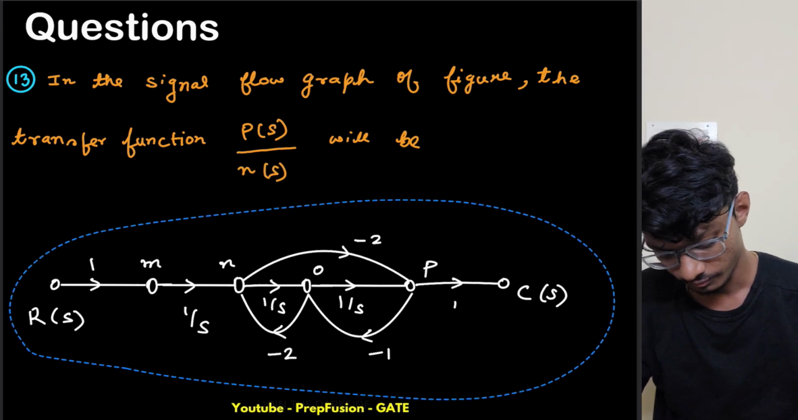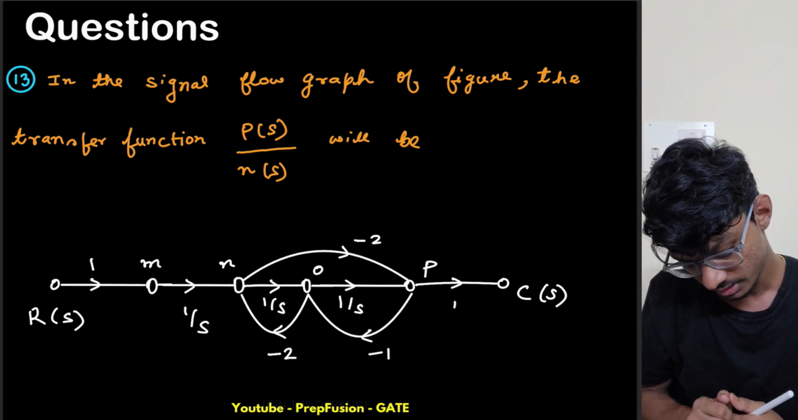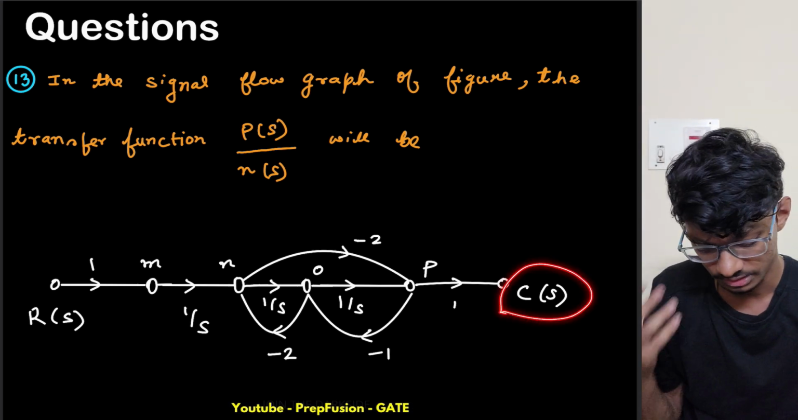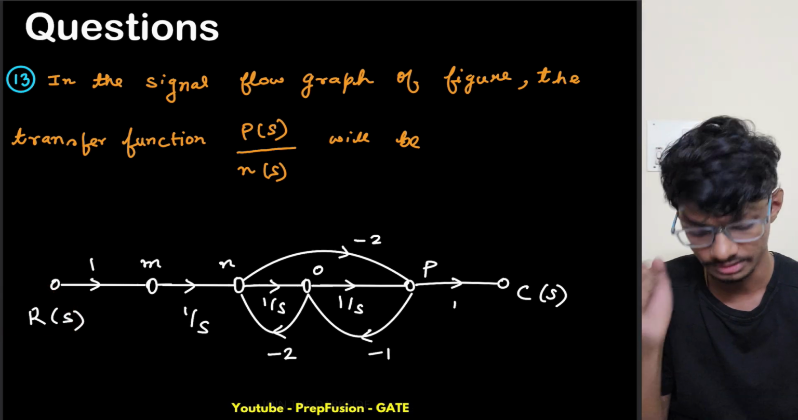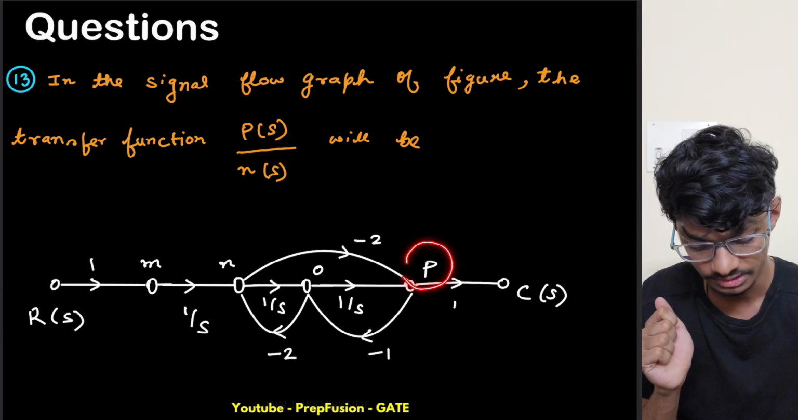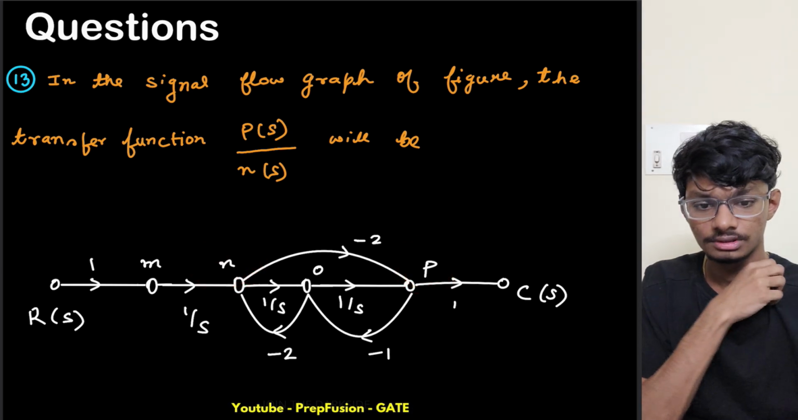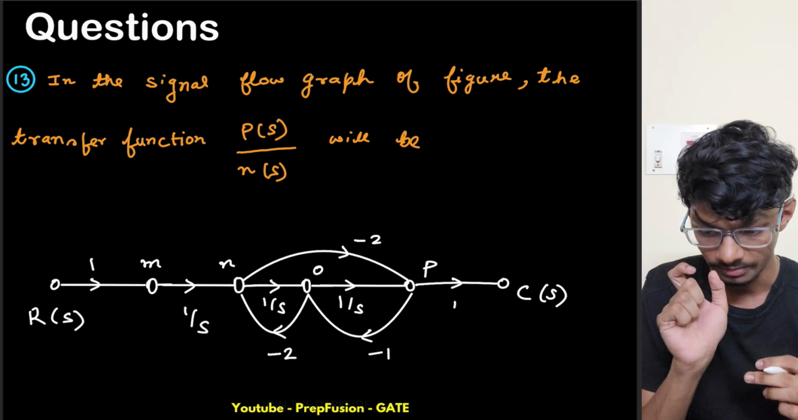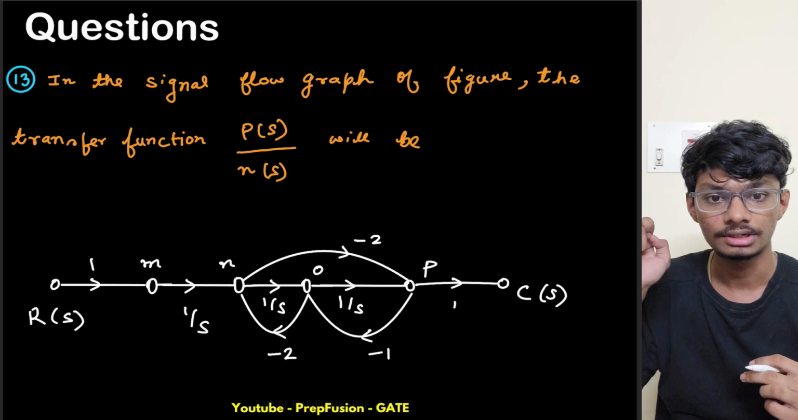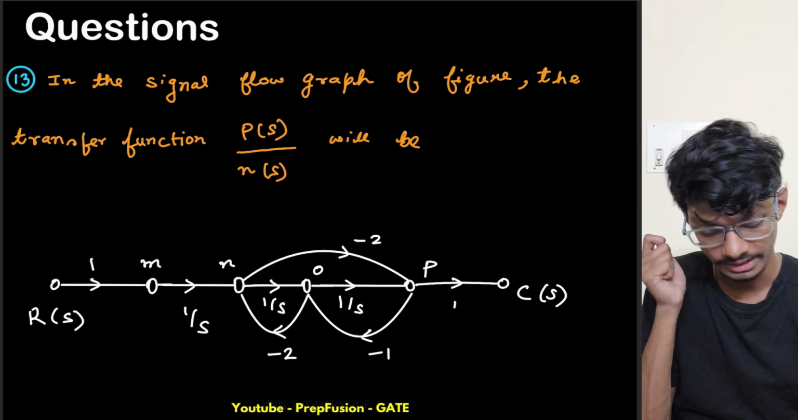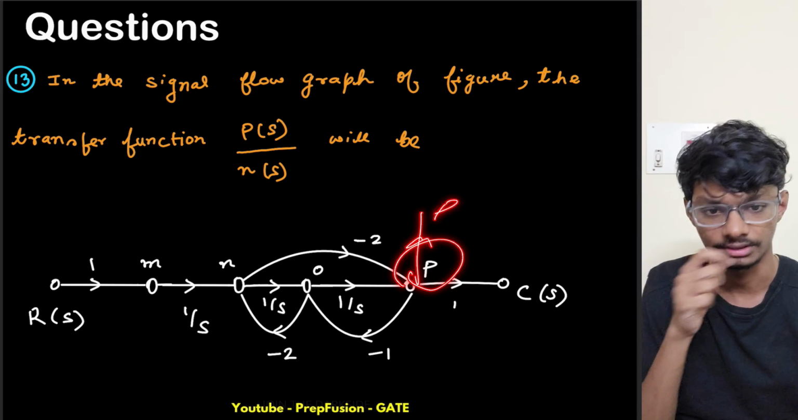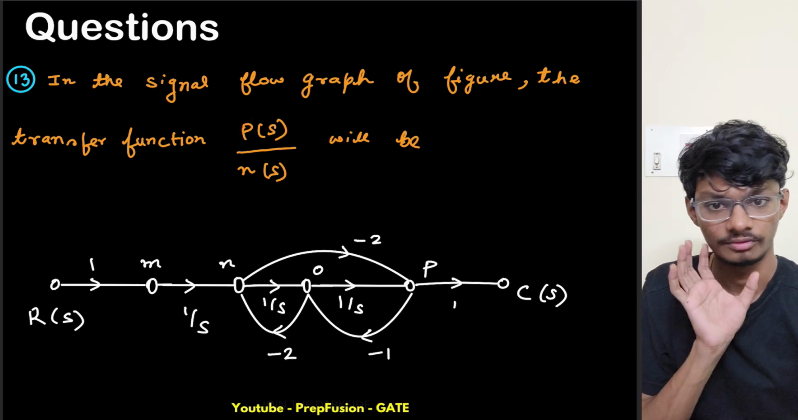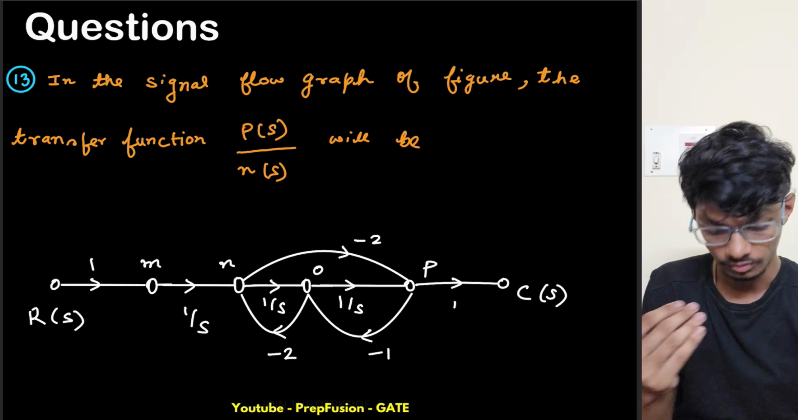So again, let me copy. We have to find the transfer function P(s) upon N(s). So this is the interesting part, right? It didn't ask us to find the transfer function C(s) upon R(s). What it is asking us to find is P(s) upon N(s). So what is P? P is here and N is here. In a signal flow graph we can find the transfer function between any two nodes, right? But the problem is, as I mentioned earlier, that we can't change the input. We can change the output. So I can take a node from here and make it P here, but I can't change the input. So how will I find the transfer function here? That will be very interesting. So let me first copy it. I will explain to you what I will do.